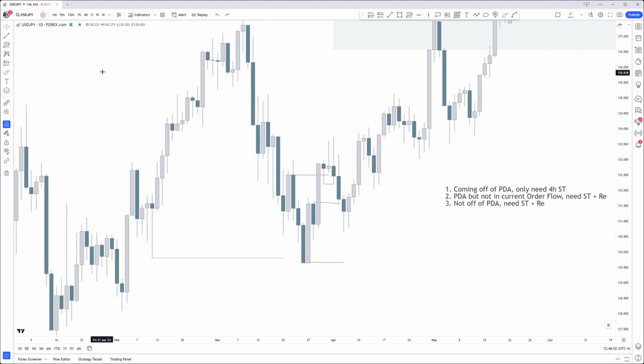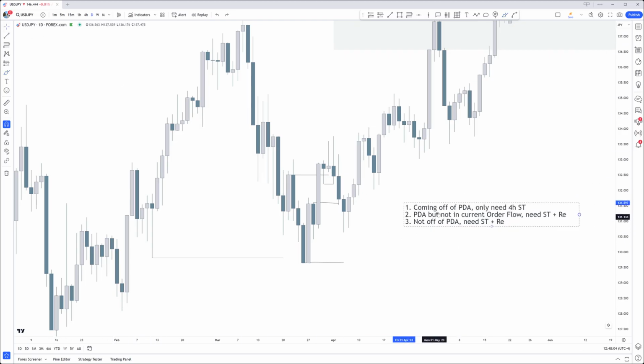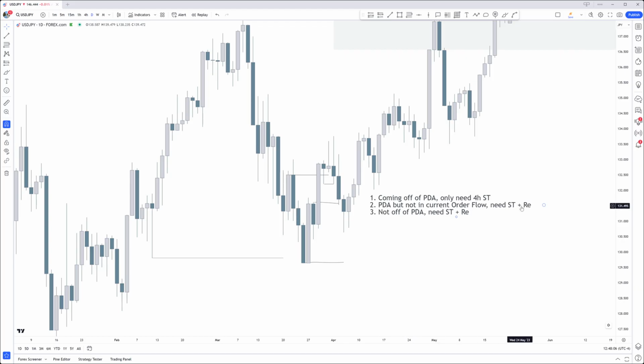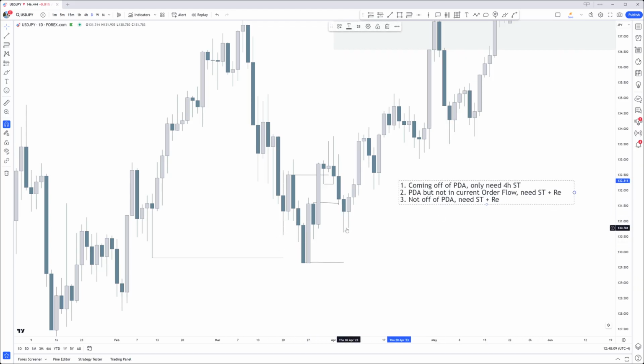All right. So when I do mention ST plus RE, it's the ST plus the RE higher, which is your order flow lag higher, which is your order flow confirmed. Because remember, once we have that ST and we have that new displacement higher off of a discount array, that is when order flow is confirmed. So everything right there has a mechanical step to it. Then afterwards, I mention in the second sentence as well, PD array, but not in current order flow.